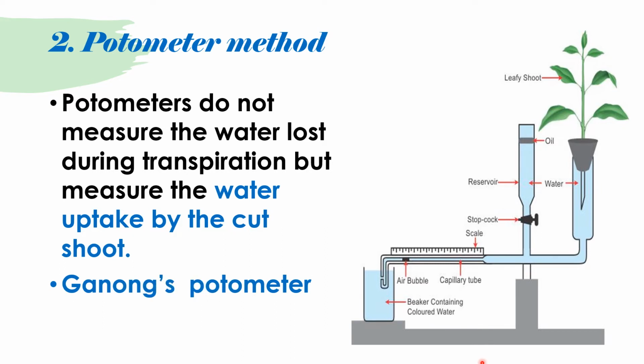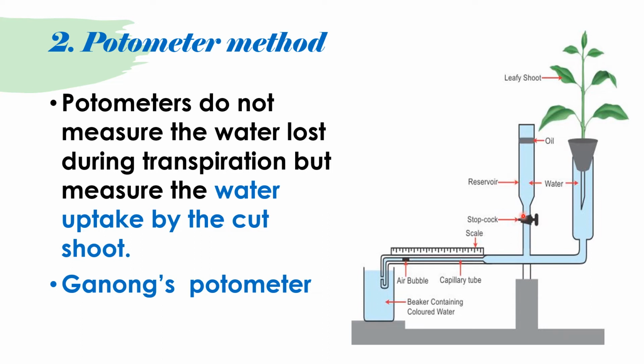A twig of some suitable plant, any plant, for example coleus, cut with a sharp knife, is fixed in an apparatus as shown in the figure. The entire apparatus is filled with water. We can fill water through the reservoir so that no air spaces are present.